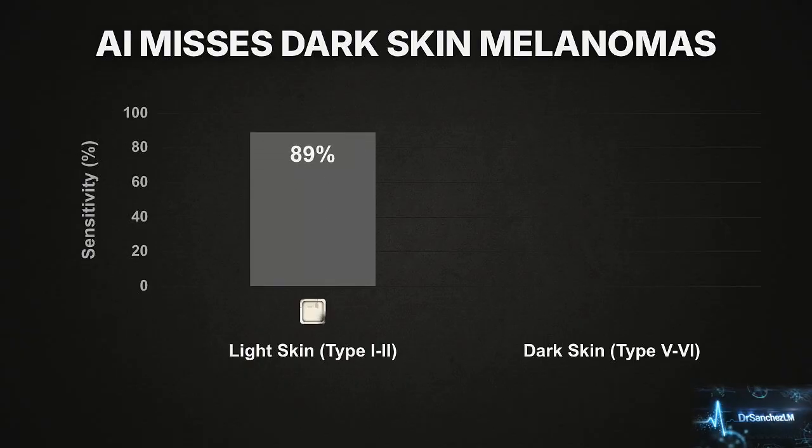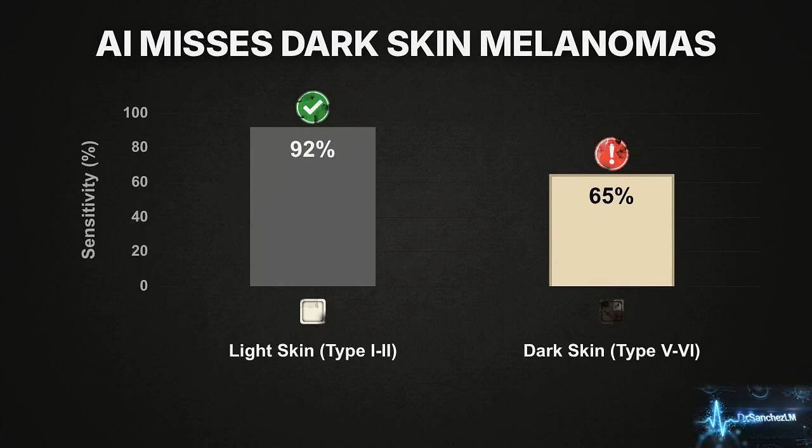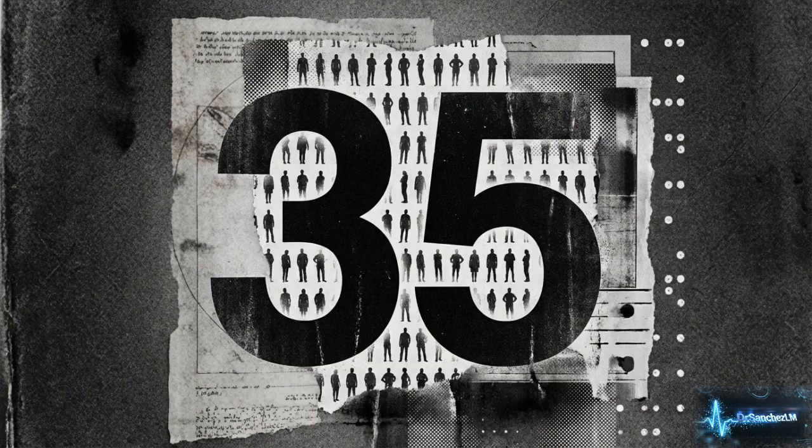For patients with very light skin, the AI performed exceptionally well, successfully detecting 92% of the melanomas. But when the researchers ran images of dark skin tones through the exact same system, the sensitivity plummeted to 65%. In clinical terms, out of 100 melanomas in dark skin patients, the AI entirely misses 35 of them. That is 35 aggressive cancers ignored by the machine.